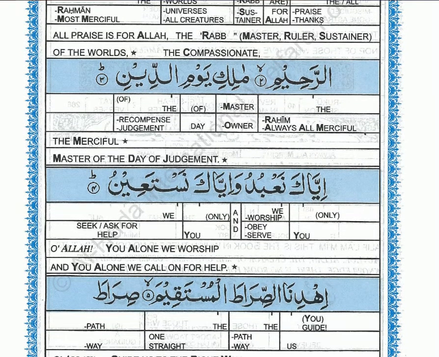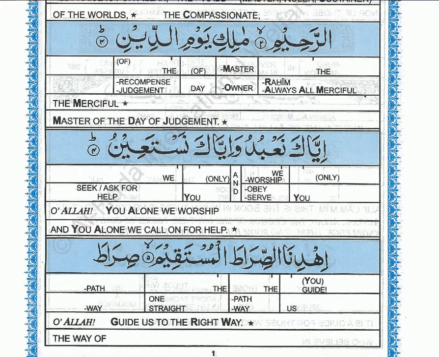Iyyaka na'budu wa iyyaka nasta'in, we learned that an alif with anything on top of it is equal to a hamza, right? So make sure that you have that deep part of your throat when you're saying it. When you're saying e or a, you need to make sure that the hamza is very clear there. Whenever we have an alif with something on it, we need to pronounce it exactly how we pronounce the hamza.